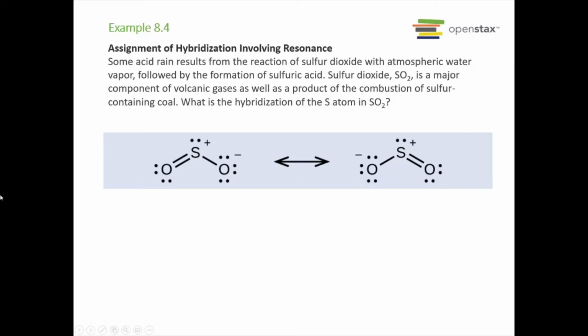So here's a quick example. Acid rain can result from the reaction of sulfur dioxide with atmospheric water vapor, followed by the formation of sulfuric acid. Sulfur dioxide is a major component of volcanic gases, as well as a product of the combustion of sulfur-containing coal. What is the hybridization of the sulfur atom in SO2?